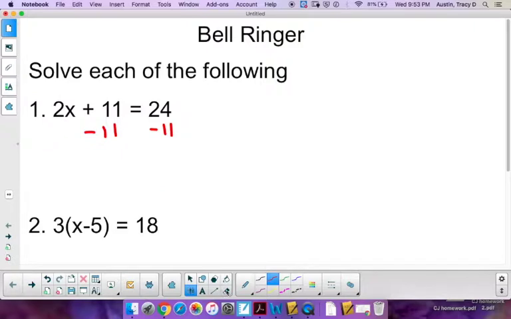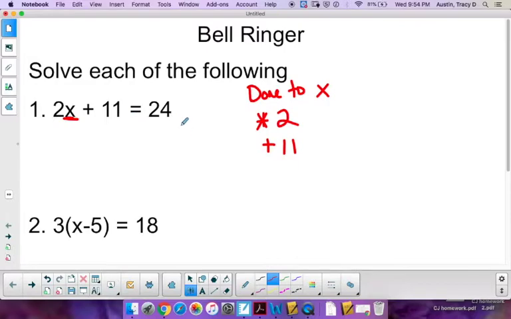And I tell people who get stuck on what to do first when they're solving, to read the equation starting with the x. So first you say, okay, what has been done to the x to begin with? When we were writing this equation, we would say 2x. Well, that means that x has been multiplied by 2, and then we added 11 to it to make it equal 24. When you're solving, you're undoing each of those, and it has to be done in that specific order.